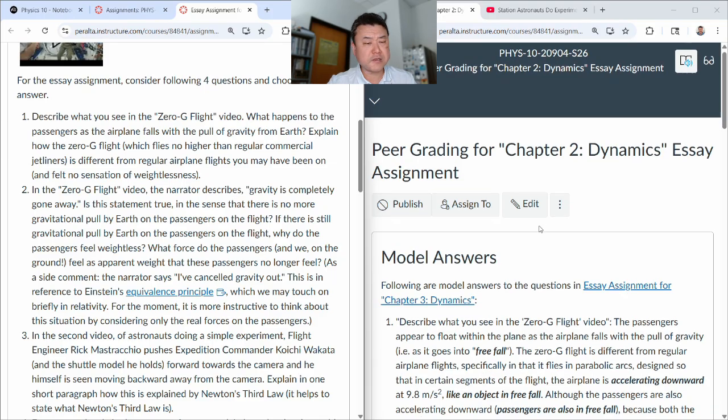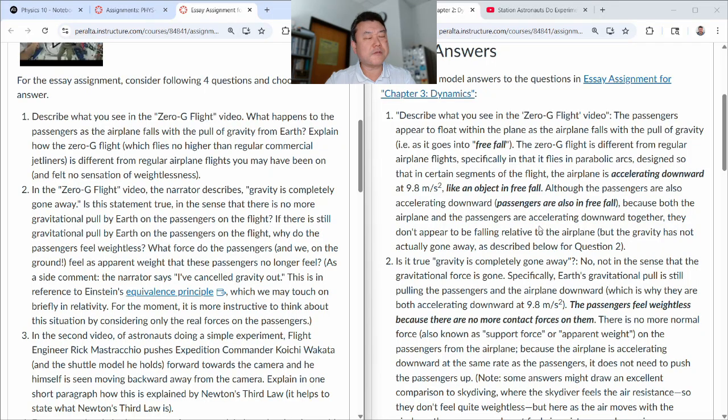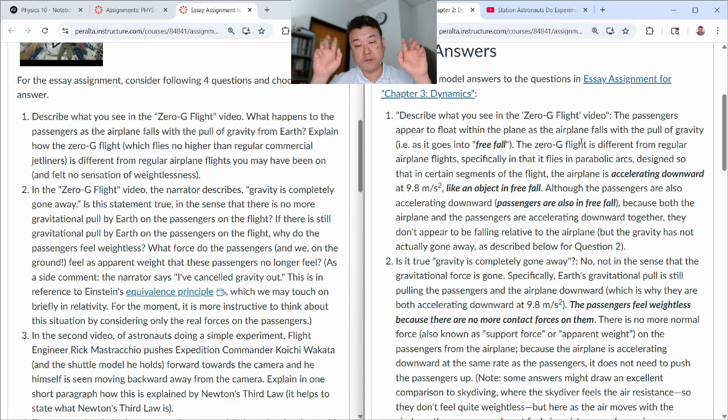And here's my model answer. Again, these are open-ended; there are many other acceptable full credit answers. That's not exactly this. Describe what you see in the zero-G flight video. The passengers appear to float within the plane as the airplane falls with the pull of gravity, that is, as it goes into free fall.